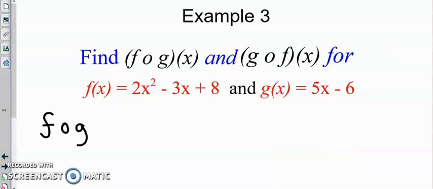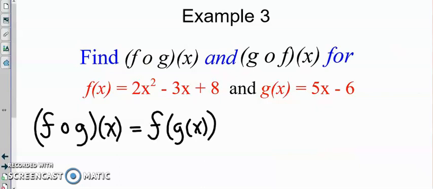So we're doing f of g of x on this video, and then again the next video is going to be g of f of x. Now we talk about fog, which is f of g of x. We say, okay, we have to know both of these. So this is f of g of x here.